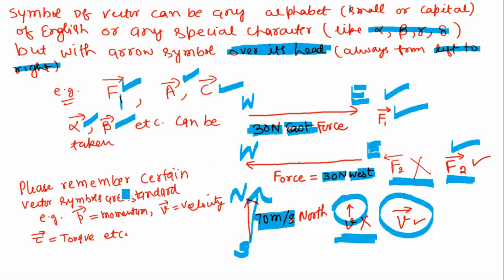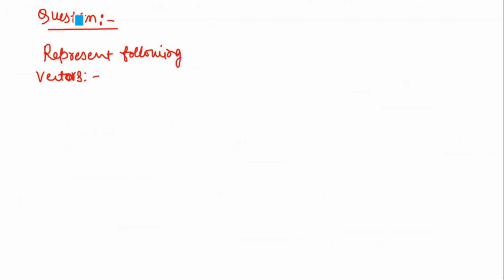Please remember there are certain quantities whose symbols are standard. For example, P vector is a symbol for linear momentum. Similarly, V vector is used mostly for the velocity of an object. Similarly, tau vector is used for the torque. Let us take an example now.